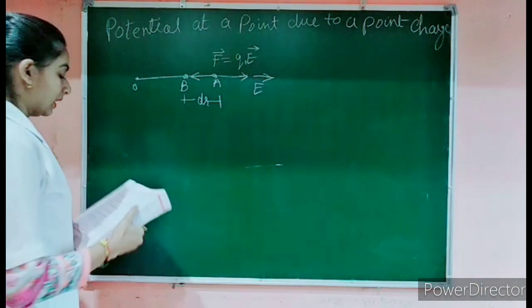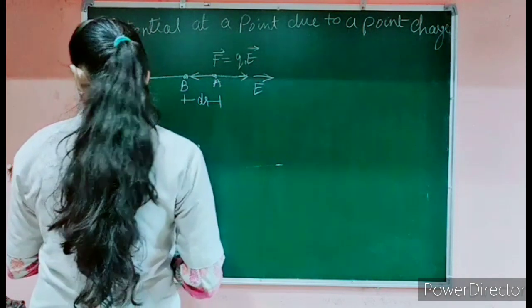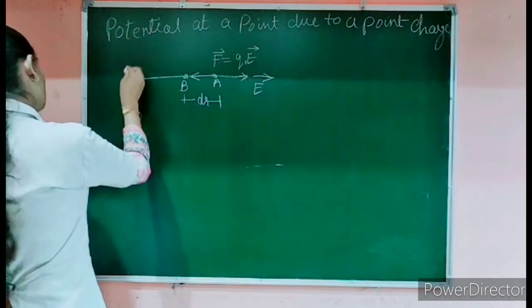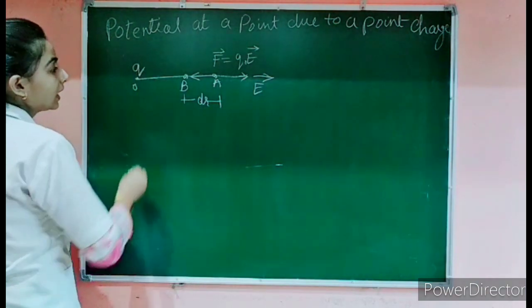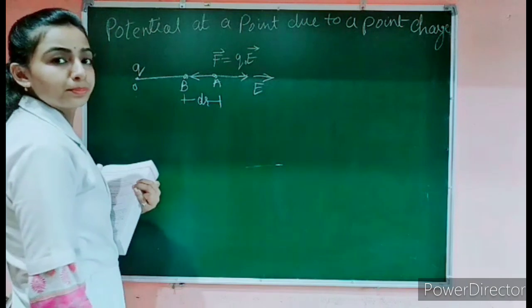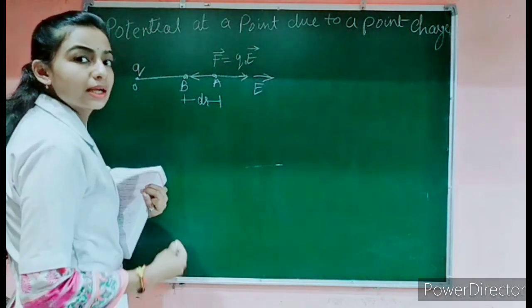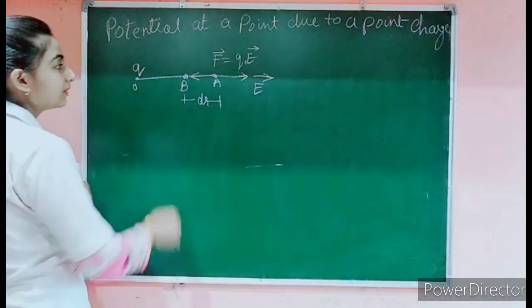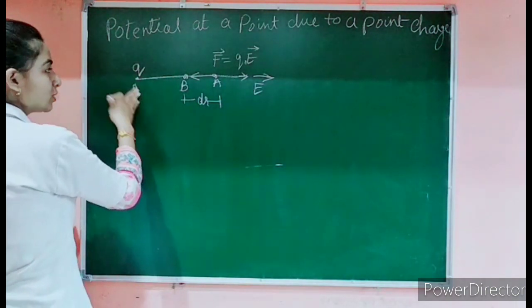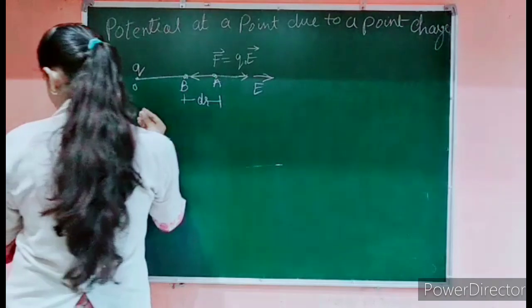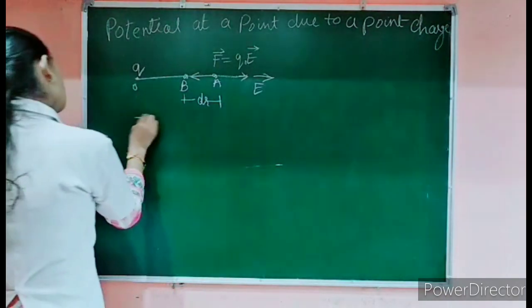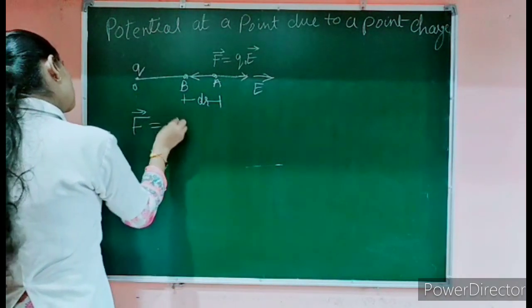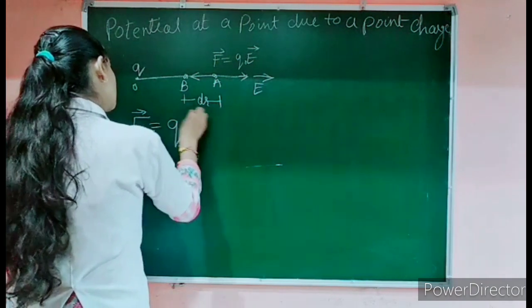Now, there will be a point charge Q at point O. Here we know that like positive charges repel each other. So there will be a repulsive force acting between point O and B. So F will be equal to Q0 E.